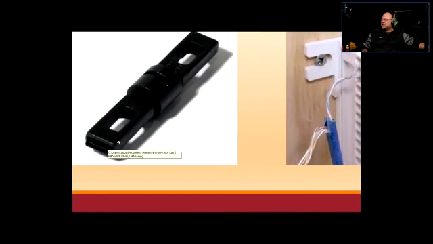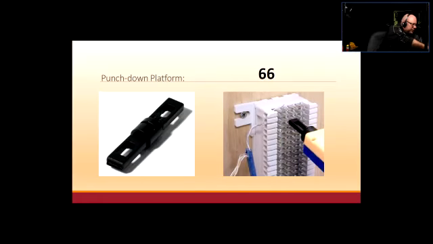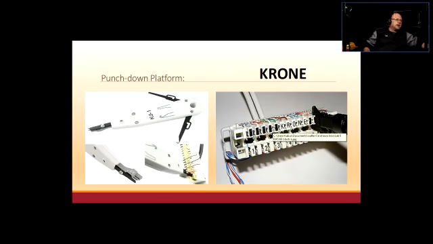But that's what the 66 punch down tool looks like, and that's what the 66 block looks like. Right? Now the third one I'm going to show you is the Krone type. The Krone type, I haven't mentioned that before today.